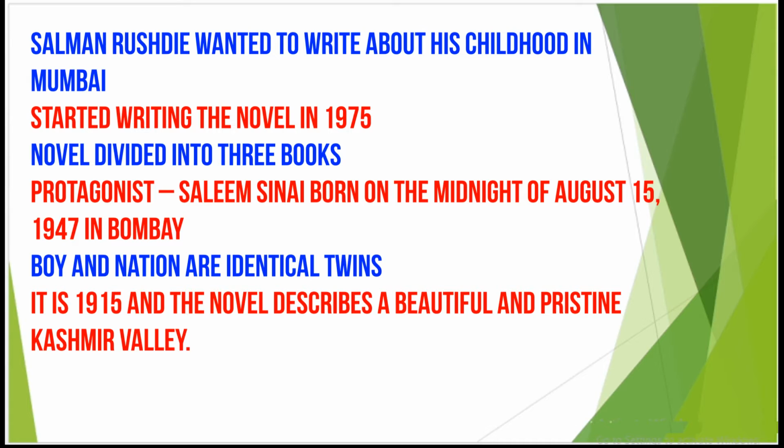So Salman Rushdie wanted to write a novel about his childhood in Bombay, and the novel is divided into 3 books. He has chosen people from his family and his friends who have become characters in the novel. The protagonist, Saleem Sinai, was born on the midnight of August 15, 1947 in Bombay. And Salman Rushdie has made the boy and the nation identical twins.